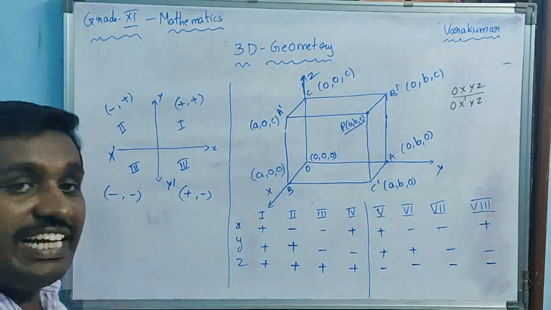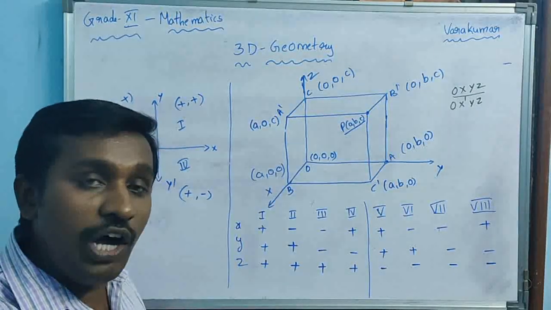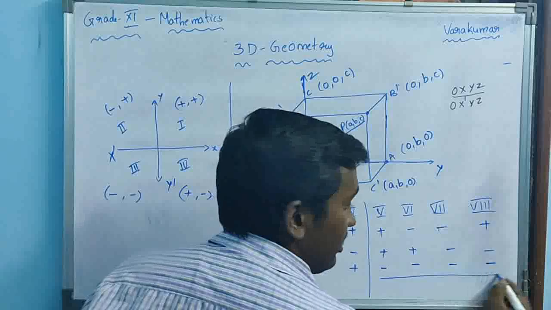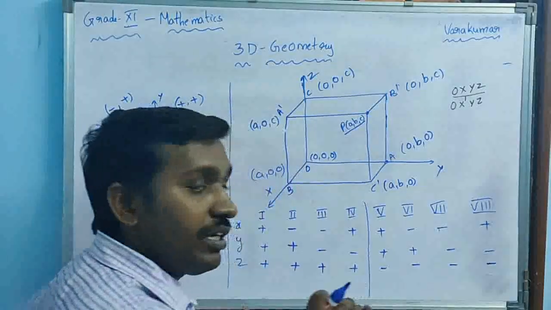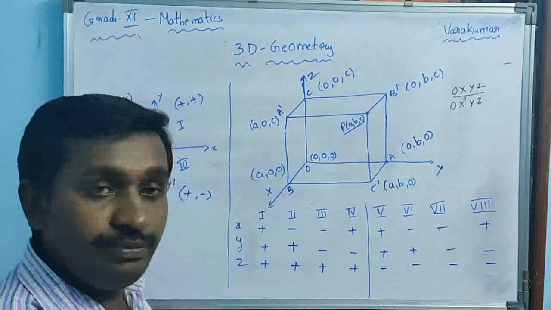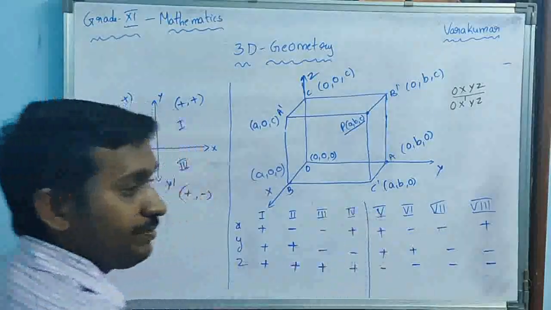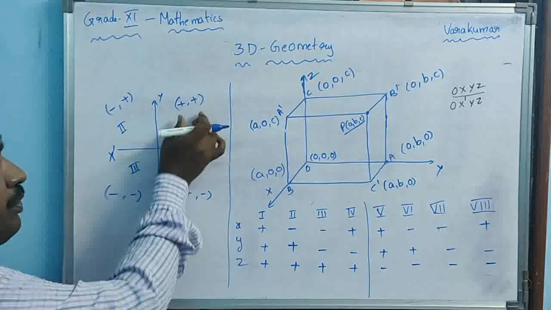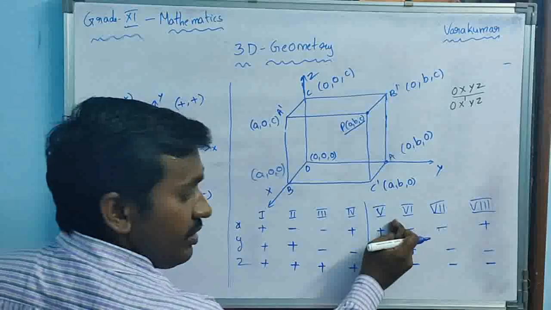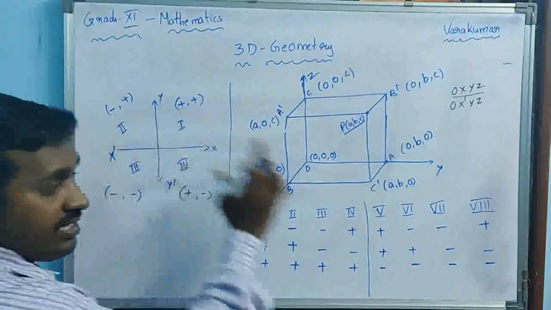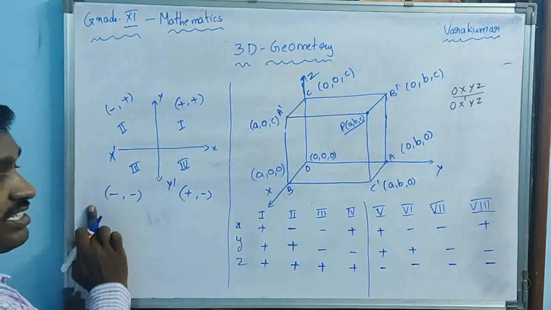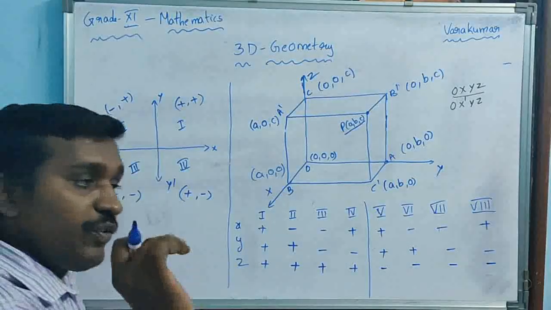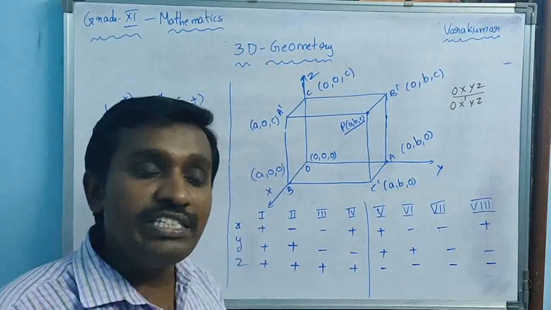Now, suppose Z dash comes. So, all are negative, so you have to go to the down layer. These are all the down layers. Now, I have to talk about which octant they belong to. Same way, first, plus, plus. We are going down, so we have to start from 5. Both plus, plus: fifth octant. Next, minus, plus: sixth octant. Then minus, minus: seventh octant. Plus, minus: eighth octant.